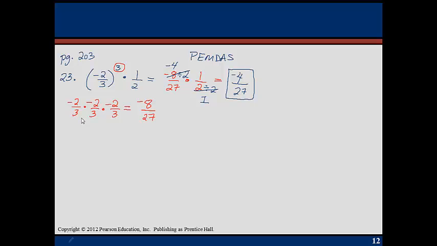Let's look at number 49. And we have -3/4 raised to the second power. Again, we have an exponent, so we're going to multiply whatever is inside the parentheses by itself twice. So -3/4 times -3/4. -3 times -3 is +9. 4 times 4 is 16. So this becomes 9/16.